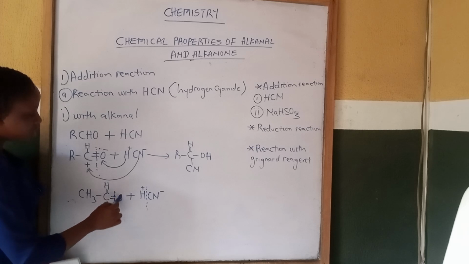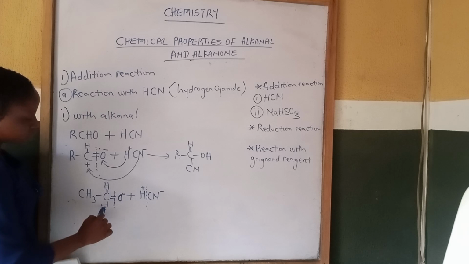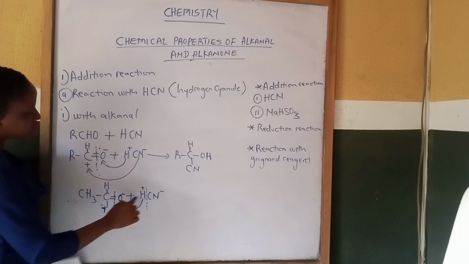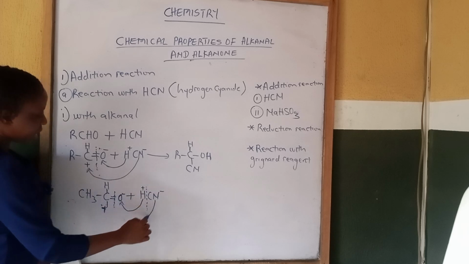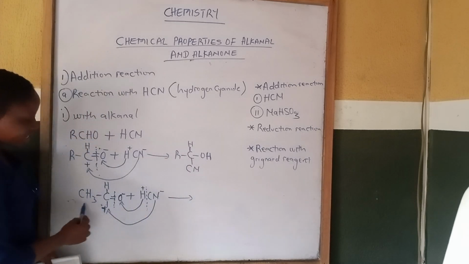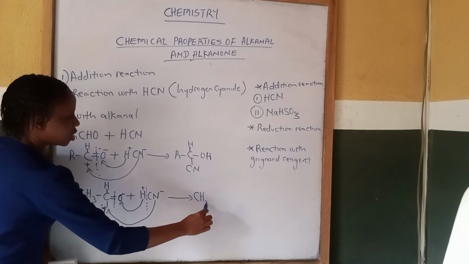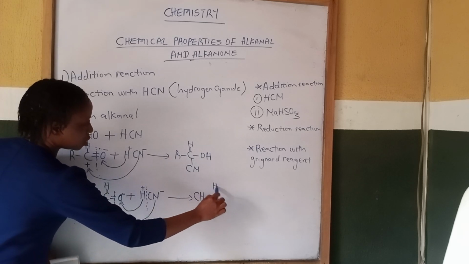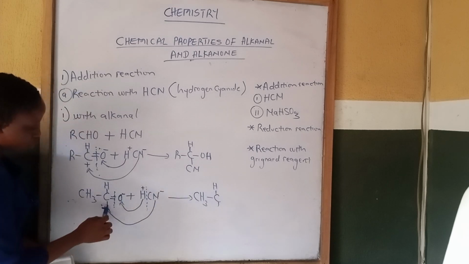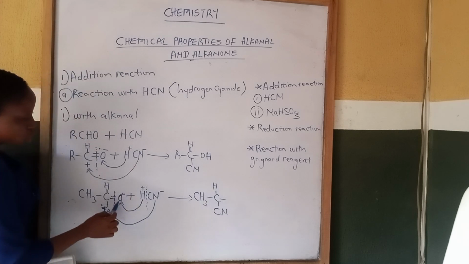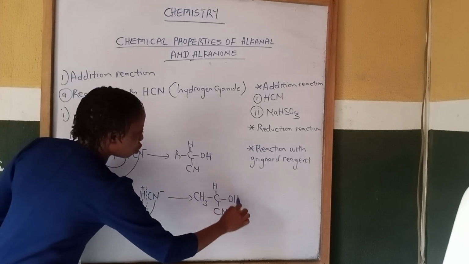Oxygen is negative, so the other side will be positive. The positive and negative attract: the positive will go to the negative, and the negative will come to the positive side. Then our product will now be CH3, bonded to carbon and hydrogen, then the cyanide will come here, attached to this carbon atom as CN, then hydrogen will combine with oxygen to give you OH.